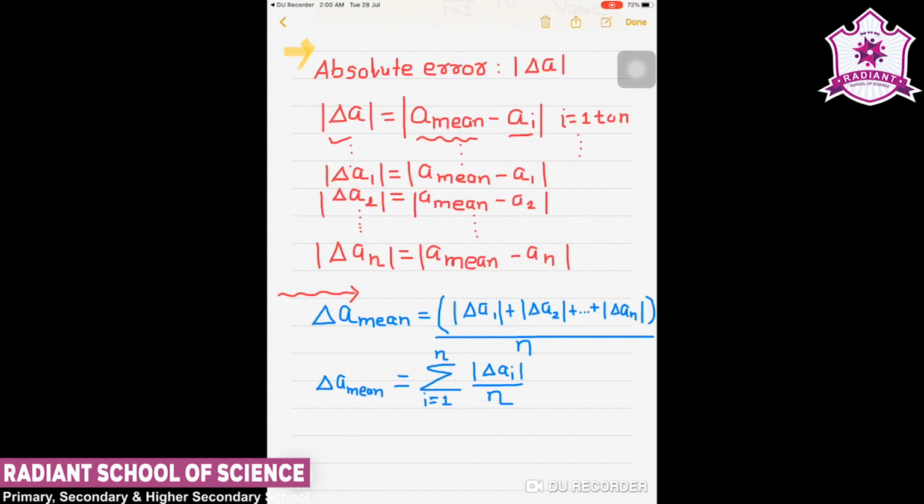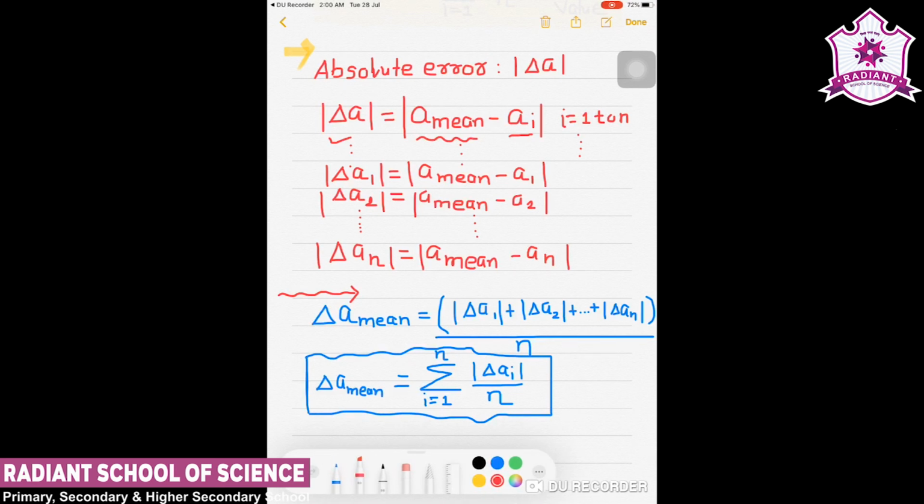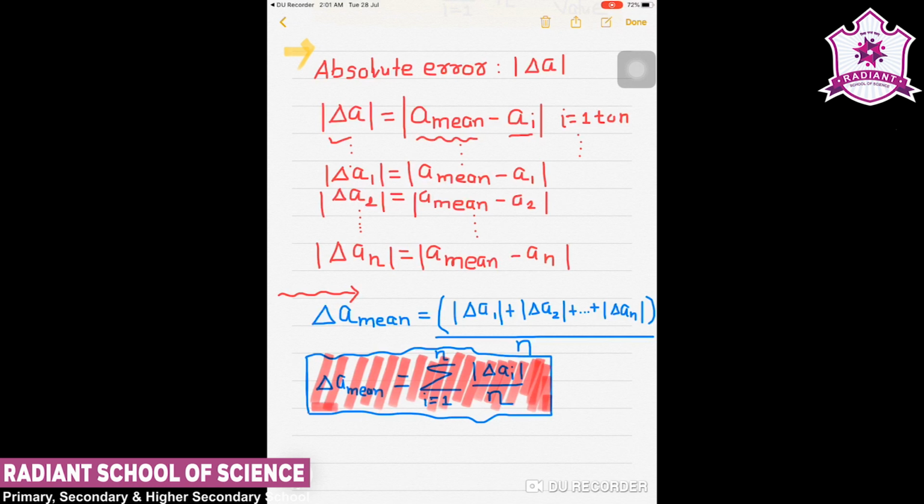Now this would be again my another result. First I have obtained a mean, then I am obtaining delta a mean. See, this is nothing but my new result, that is delta a mean. So all this result that I am obtaining is nothing but mean of the given quantities. So first I have n measurements, I am taking their mean. Then what I do, I take the difference and the magnitude of it, and then again I am taking the mean of these values, that is absolute error.